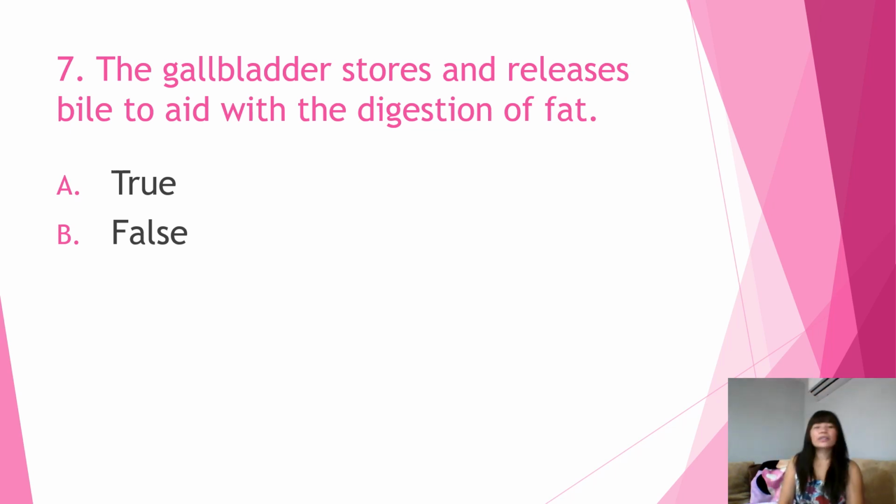Okay, number 7. The gallbladder stores and releases bile to aid with the digestion of fat. Is it A, true, or B, false? The gallbladder stores and releases bile to aid with the digestion of fat. A, true, or B, false? The answer is true. So the gallbladder stores and releases bile to aid with the digestion of fat.